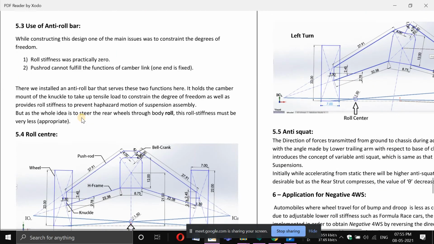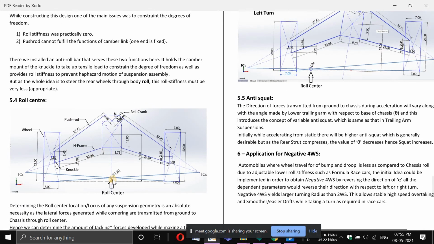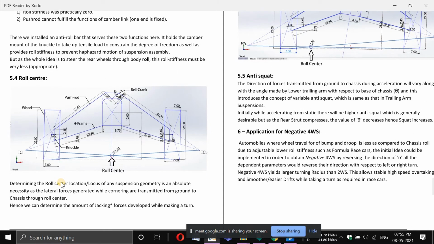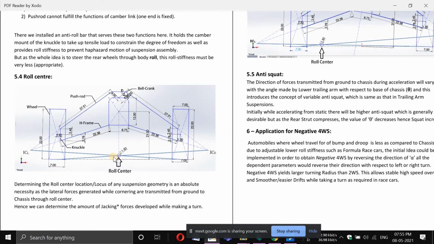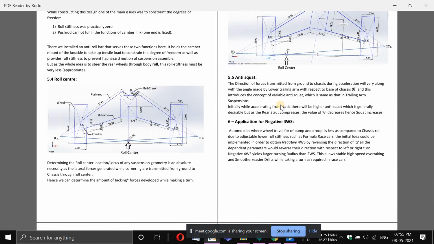So this was the project. I have done roll center analysis, that is, where the roll center would be located in my geometry. The roll center is where the forces generated from the ground are transferred from tires to the rim to the chassis. So this is a virtual point where we could say that all the lateral forces while taking a turn would get a direction towards this point. So yes, sir, this was the project.